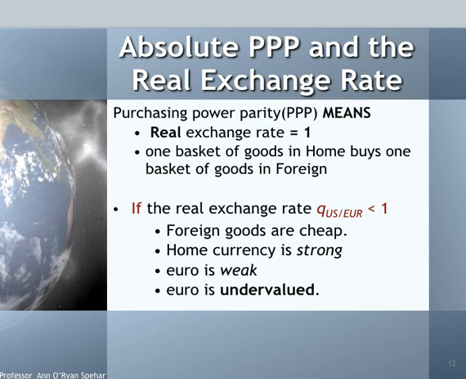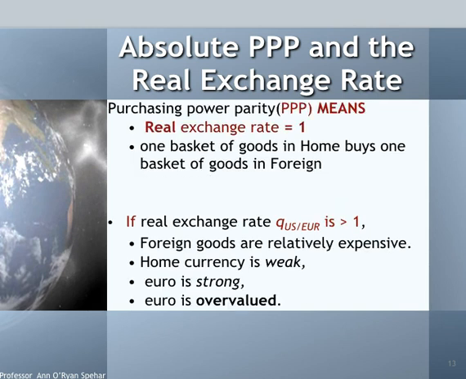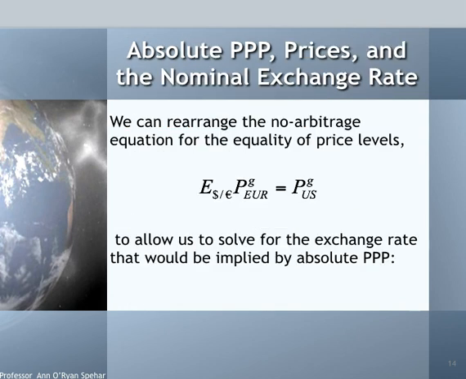So foreign goods are cheap to the United States. Home currency is strong, but the euro is weak because it can't buy as much, and this means that the euro is undervalued. And similarly, if the Q is greater than 1, then this means that foreign goods are relatively expensive.